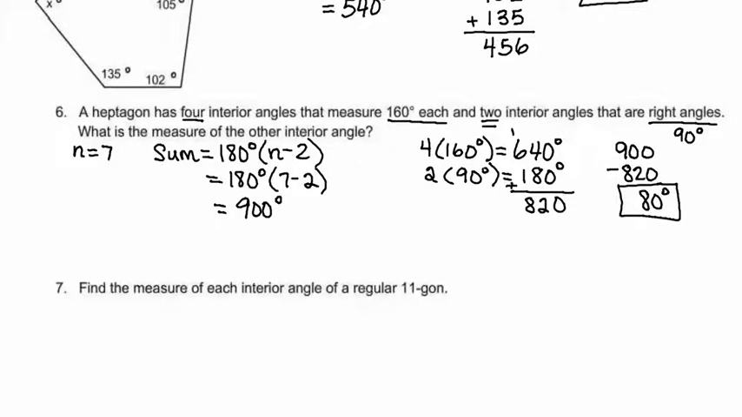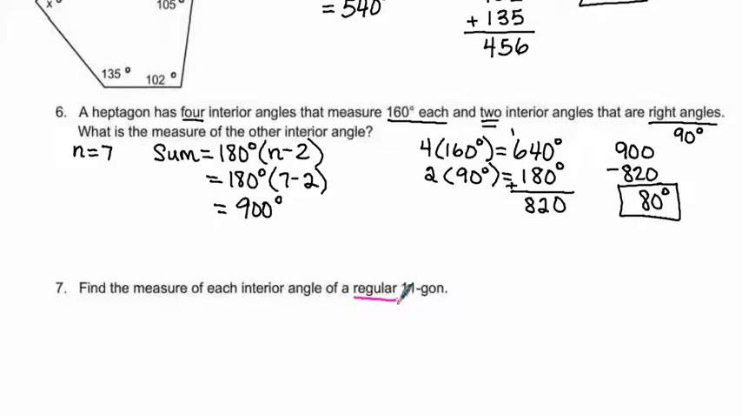All right, and number 7, find the measure of each interior angle of a regular 11-gon. Now be very careful of that word regular. Sometimes we tend to kind of glance over it. You have to read carefully. Remember, regular means a polygon has all congruent sides and all congruent angles.